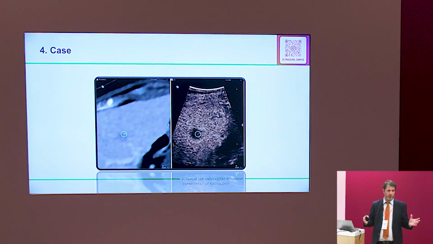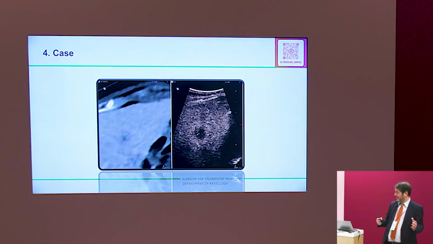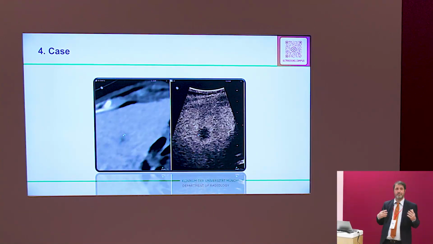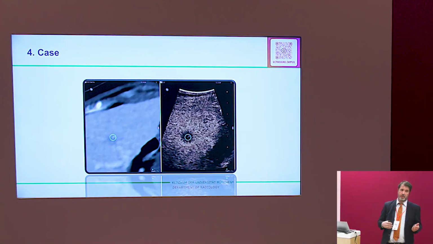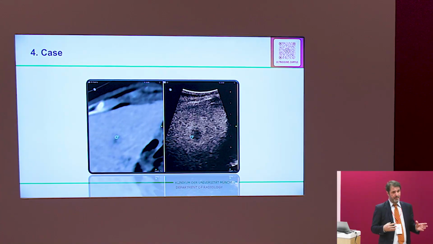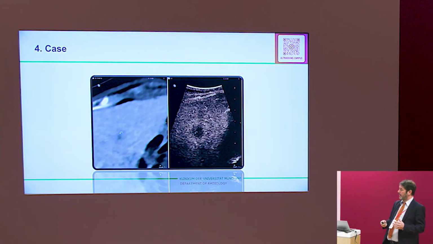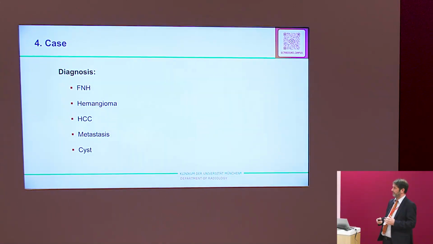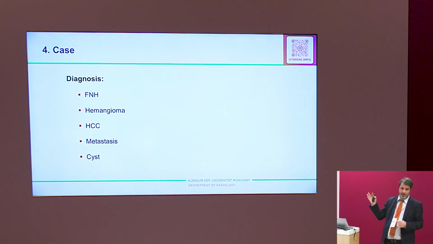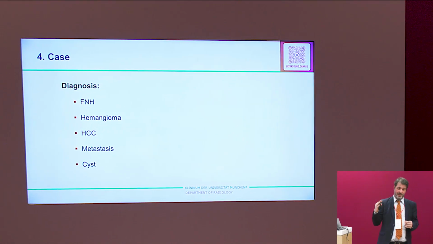Side by side, washout. Okay, so we see there's a lesion. This lesion has got an atypical contrast behavior in comparison to the rest of the liver. And now we have to make a decision. Is this an FNH or hemangioma?